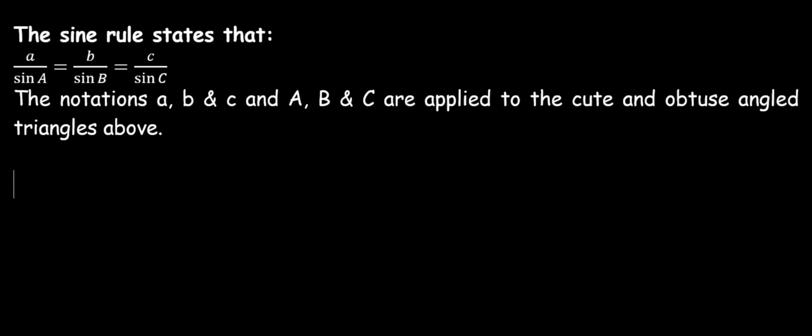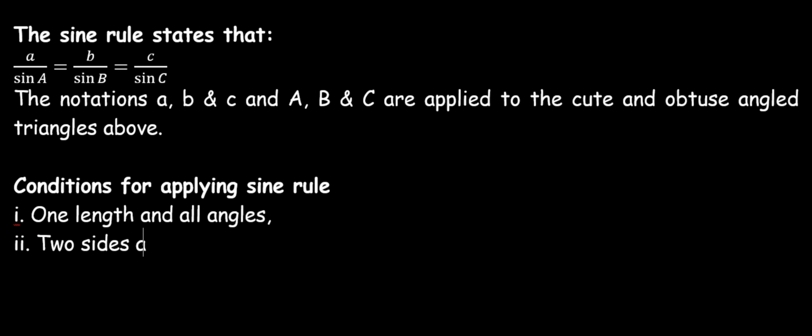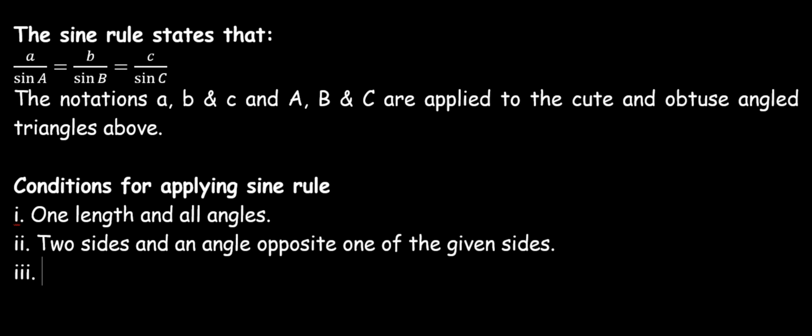Conditions for applying sine rule. One length and all angles. Two sides and an angle opposite one of the given sides. Two angles and one side opposite one of the given angles.